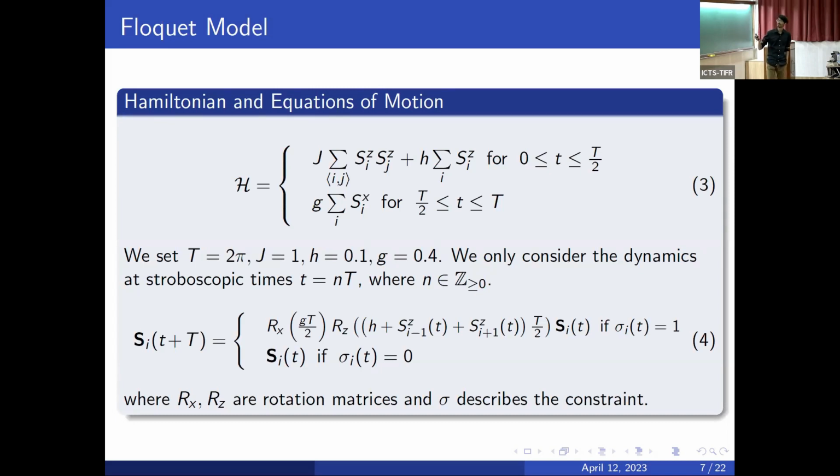The system is simply a time periodic Hamiltonian, which operates only on the Z component of spins for a certain amount of time, and then the X component of spins for a certain amount of time. And this is just for convenience because the dynamics can simply be written as a product of two rotation matrices, one along the Z-axis, one along the X-axis. And the constraint that we include is that the dynamics only happens if the constraint function returns 1, and otherwise there is no dynamics if the constraint prohibits the dynamics from happening.